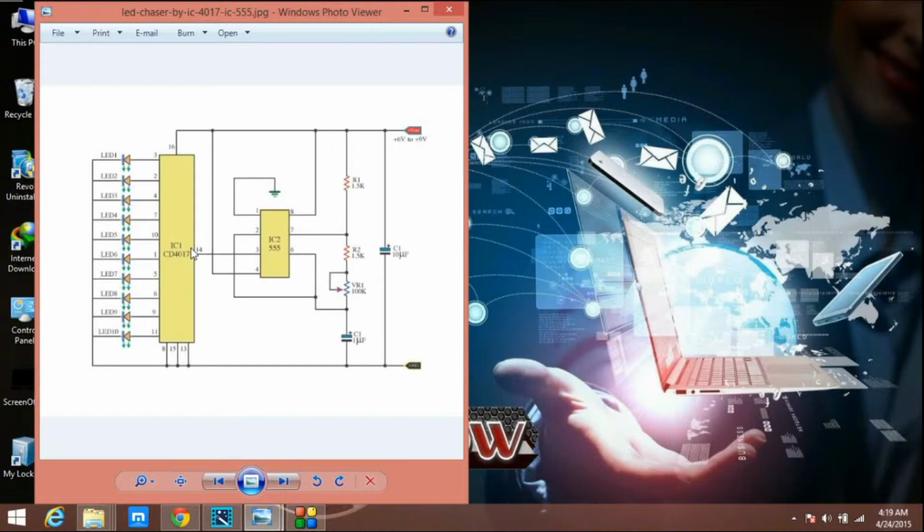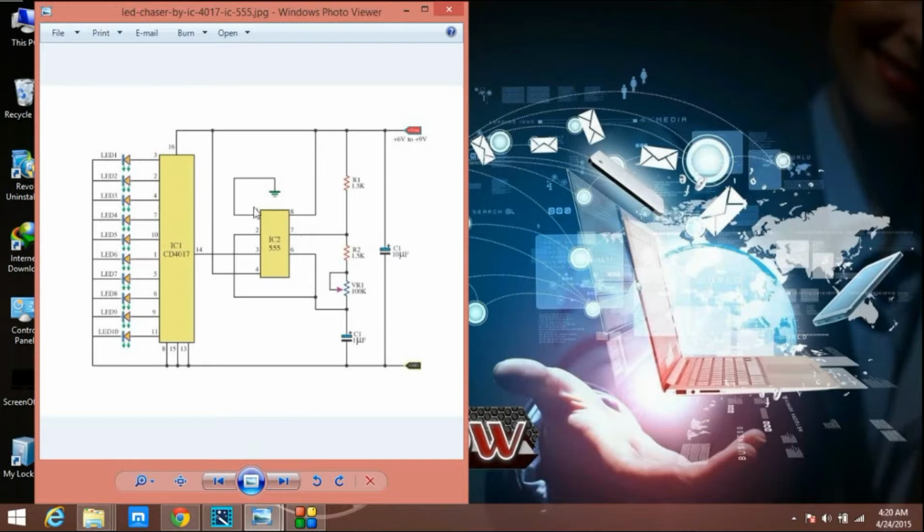And here the IC555 is used in astable mode. That means it will give a square wave, and the square wave will be given to the input pin of the CD4017. And according to the pulse duration, the LED will shift to the next bit. And we can change the square wave by changing the resistance value.